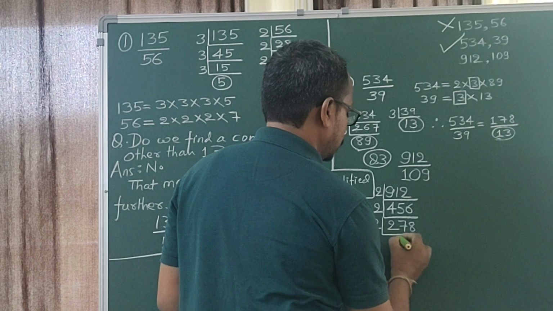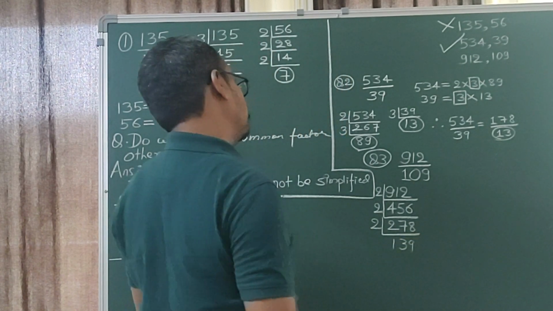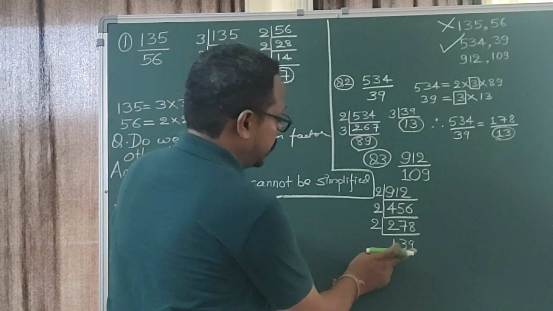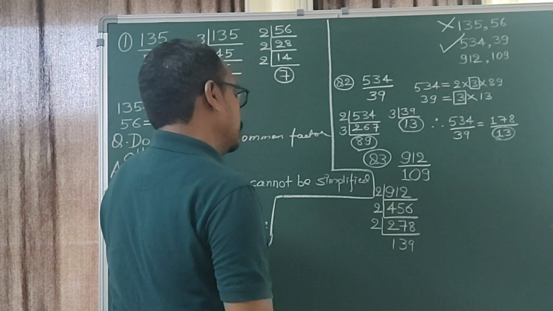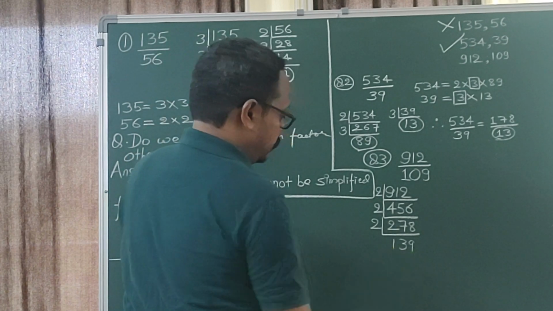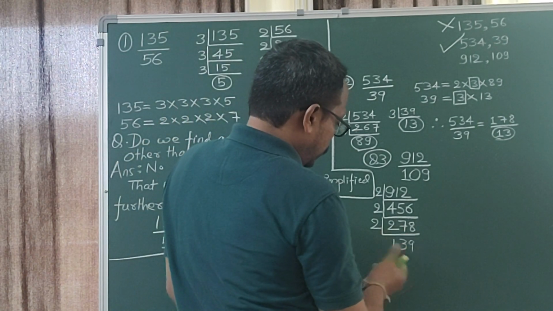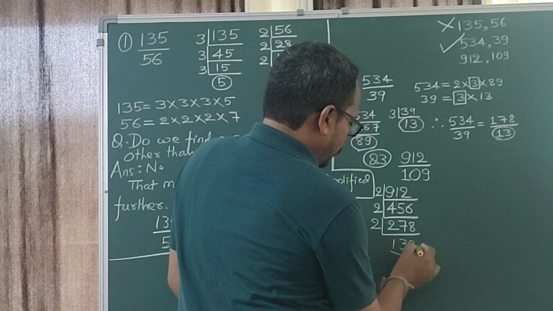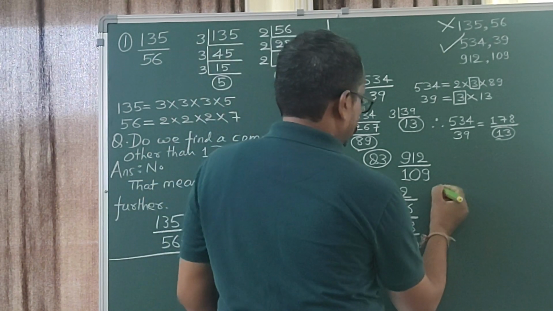It is 3, it is 9. I think 139. It is not divisible by 2. It is not divisible by 3 because of the sum of the digits, 13. So 13 is not a multiple of 3, so it's not divisible by 5, not divisible by 7, right? So it seems to be a prime number, right? After that, what will we try?